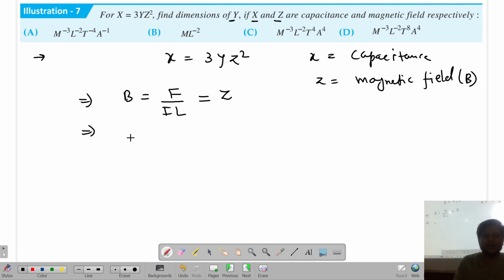Next, what should be the value of capacitance? Capacitance equals epsilon naught A by D. A is area, D is the distance between the plates, and epsilon naught is the permittivity of the medium between them. Try to visualize this formula. The easiest formula for capacitance is nothing but Q by V. Remember this: Q is charge, V is potential difference.